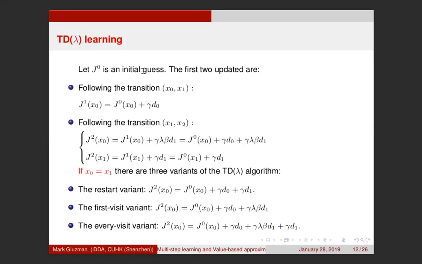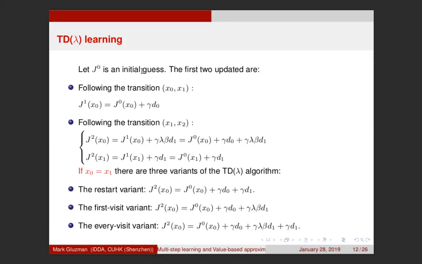One is the restart variant. Basically, we substitute the estimation from the first time step. So G1 at x0 is equal to G mu at x0 plus gamma d0. We substitute this estimation in the second equation and get the restart formula, or the restart variant of the TD lambda algorithm. So this is one way we can calculate G2 at x0 when x0 is repeated.